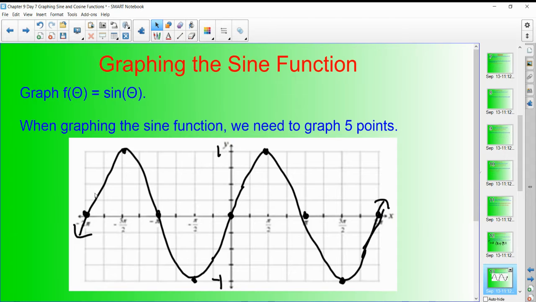So that's 2 cycles. So from 0 to 2 pi, we have 1 cycle. From negative 2 pi to 0, we have a cycle. And a cycle goes from middle to middle, or crest to crest, or trough to trough, as long as we get one full view of everything happening.